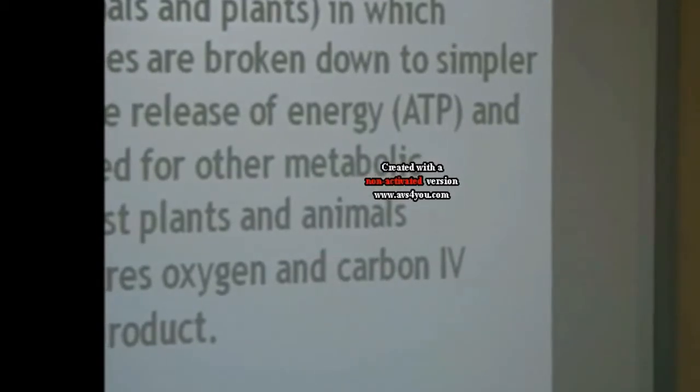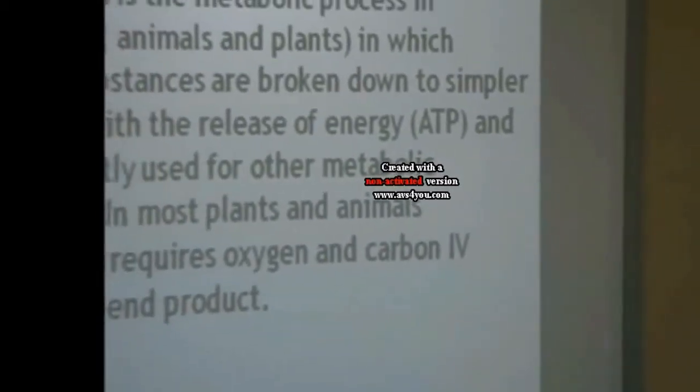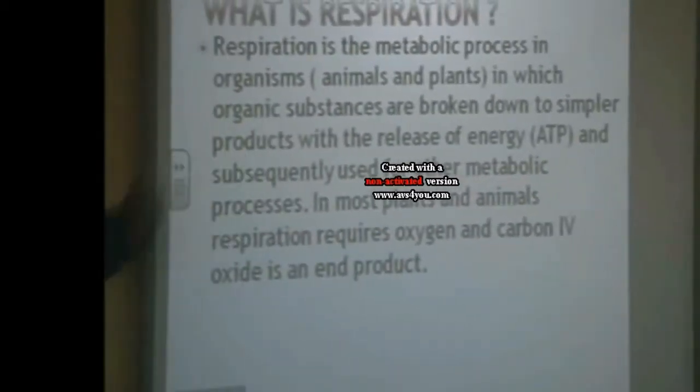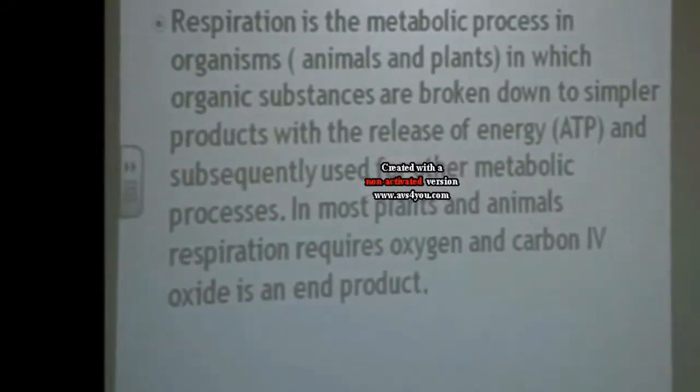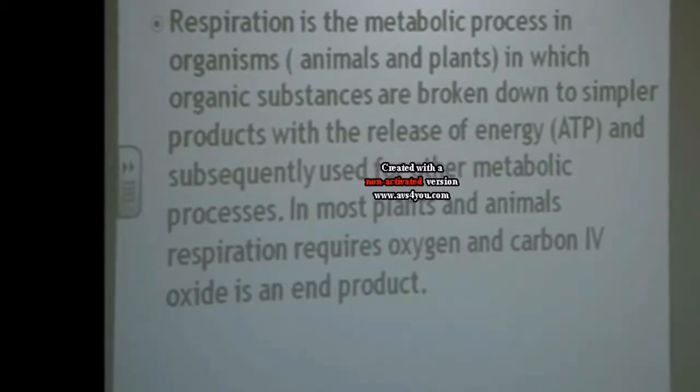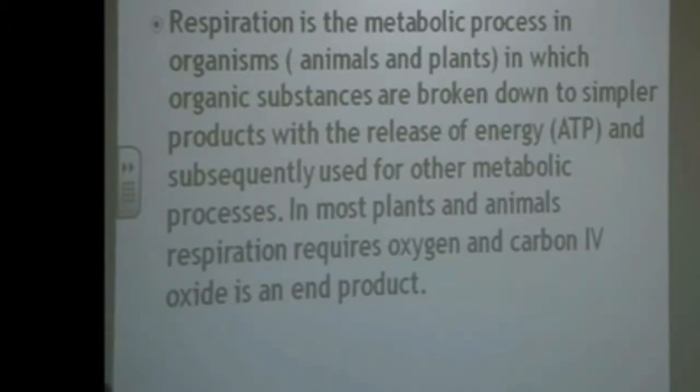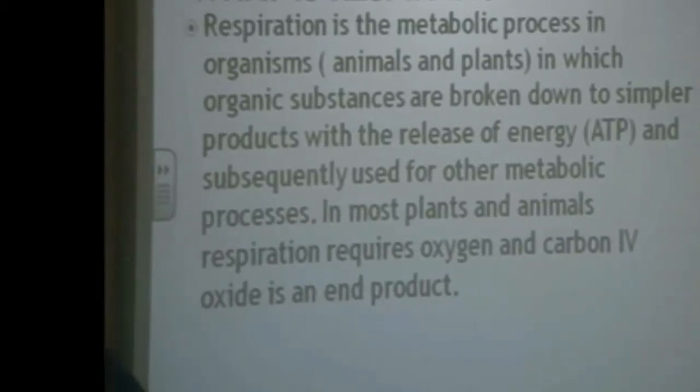Now, when you take in your organic substance, your food or whatever, and of course you take in oxygen, what will happen is that you break down these organic substances into simple inorganic ones, and then you have energy being released to the cells of the body. And like I said also, when you take in oxygen, in the process, you have carbon dioxide being released to the outside as a byproduct, and that is respiration.